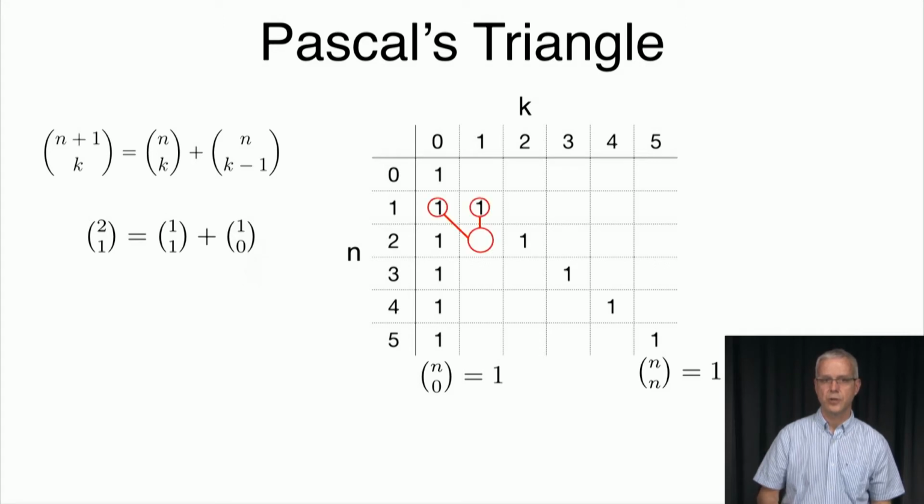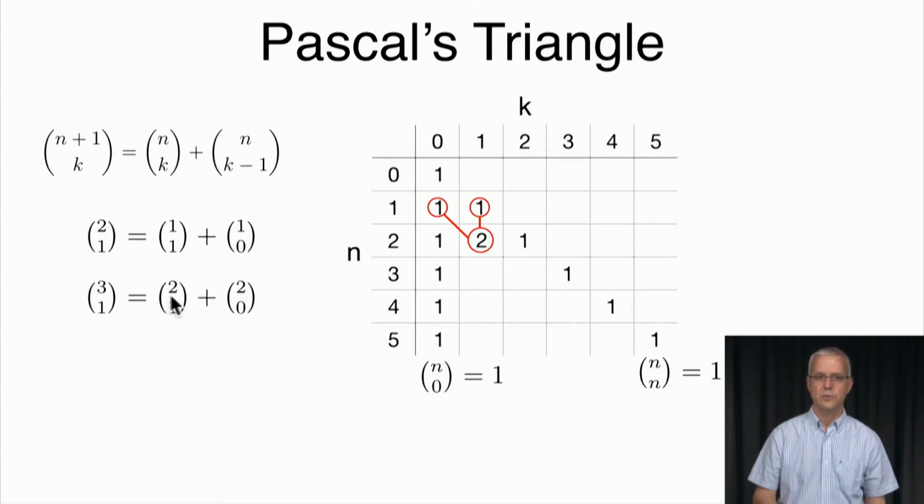Okay, which we can draw here. 2 choose 1 is 1 choose 1 plus 1 choose 0. This is 1 choose 1, this is 1 choose 0. We have to add them up. And then if we want to calculate 3 choose 1, it's going to be 2 choose 1 plus 2 choose 0. So that's this number here. 3 choose 1 is going to be 2 choose 1 plus 2 choose 0. So it's 2 plus 1, which is 3.